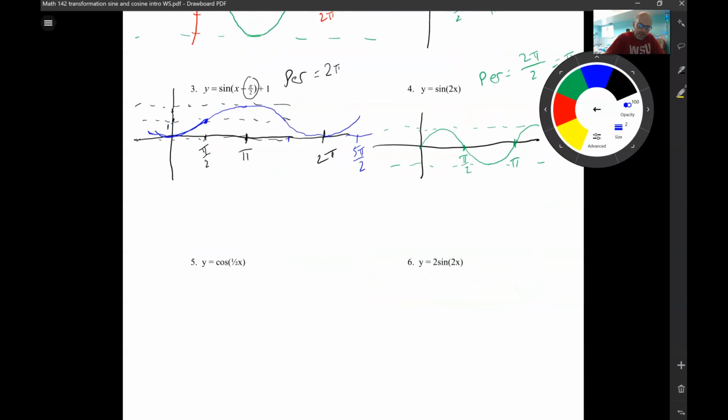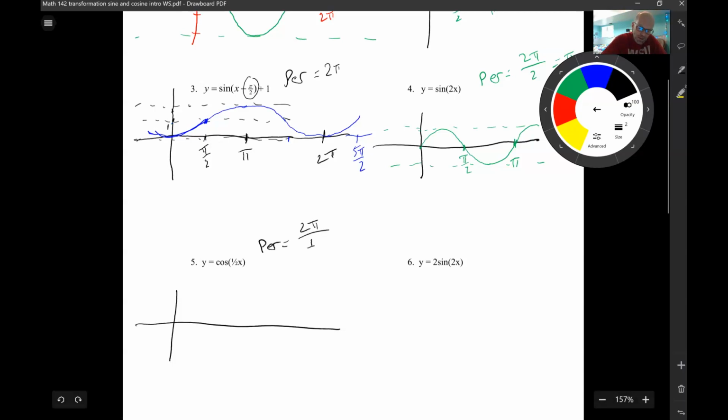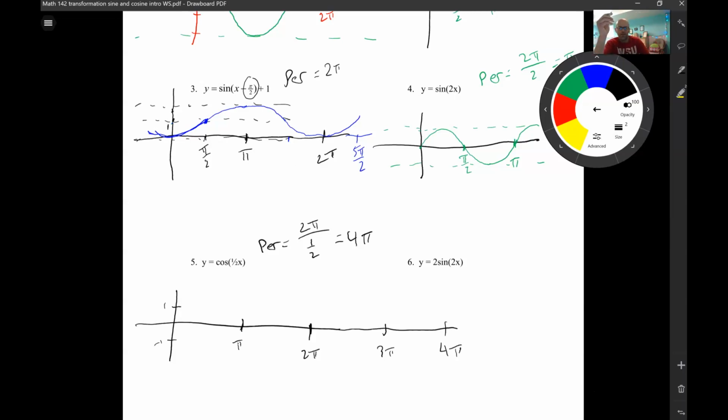Next one, cosine of 1/2 x. So again, I'm going to grab my black axis here and go. Let's see. The amplitude is normal. There is no vertical shift or horizontal shift. So the only thing that's different here is the frequency. So we know that period is equal to 2 pi divided by the frequency. So that would be, the period is 4 pi. So I'm going to go out here a long ways and put in my 4 pi. Halfway would be 2 pi, and a quarter of the way would be pi, so that would be 3 pi there. And my top is going to be at 1, my bottom is going to be at -1, and everything else is going to be normal.